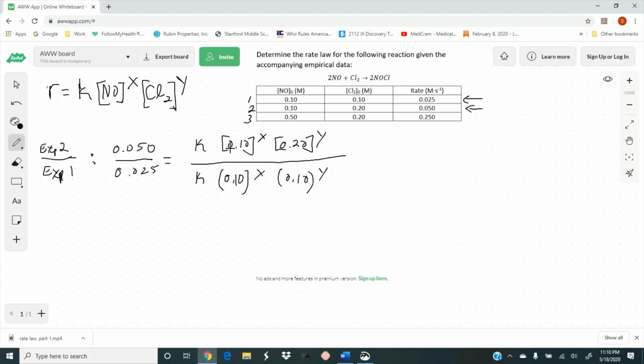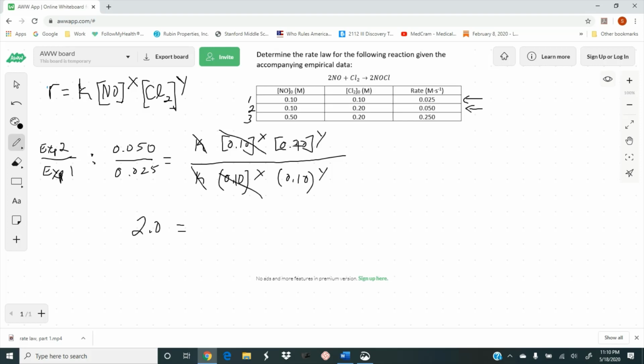Now you will notice that a few things cancel out. The K's cancel, since it's the same K. And since we set the concentration of NO to be 0.1 in both, it cancels. It doesn't matter what X is. If it's 0.1 to the X over 0.1 to the X, that's going to be 1. So now I'm going to take this over this, 0.05 divided by 0.025. If I plug that into my calculator, I get 2.0, equals 2.